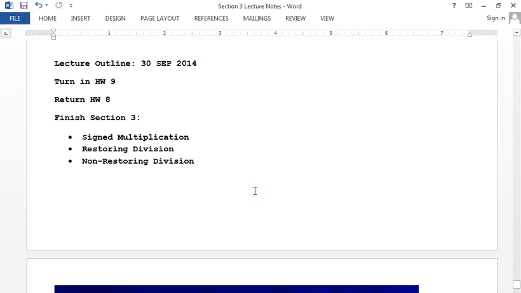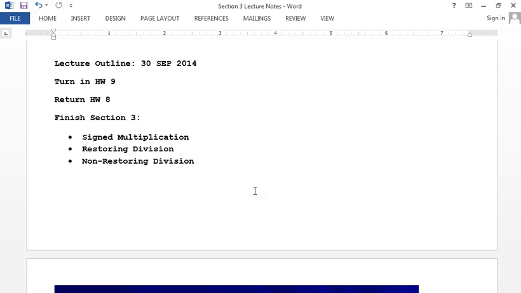So today's lecture, we're going to finish section 3, computing arithmetic. We're going to go over 3 specific algorithms today. We're going to be going over signed multiplication: how do you take in 2 numbers and multiply them by taking advantage of addition and bit shifting. And also we're going to compare and contrast 2 signed division algorithms.